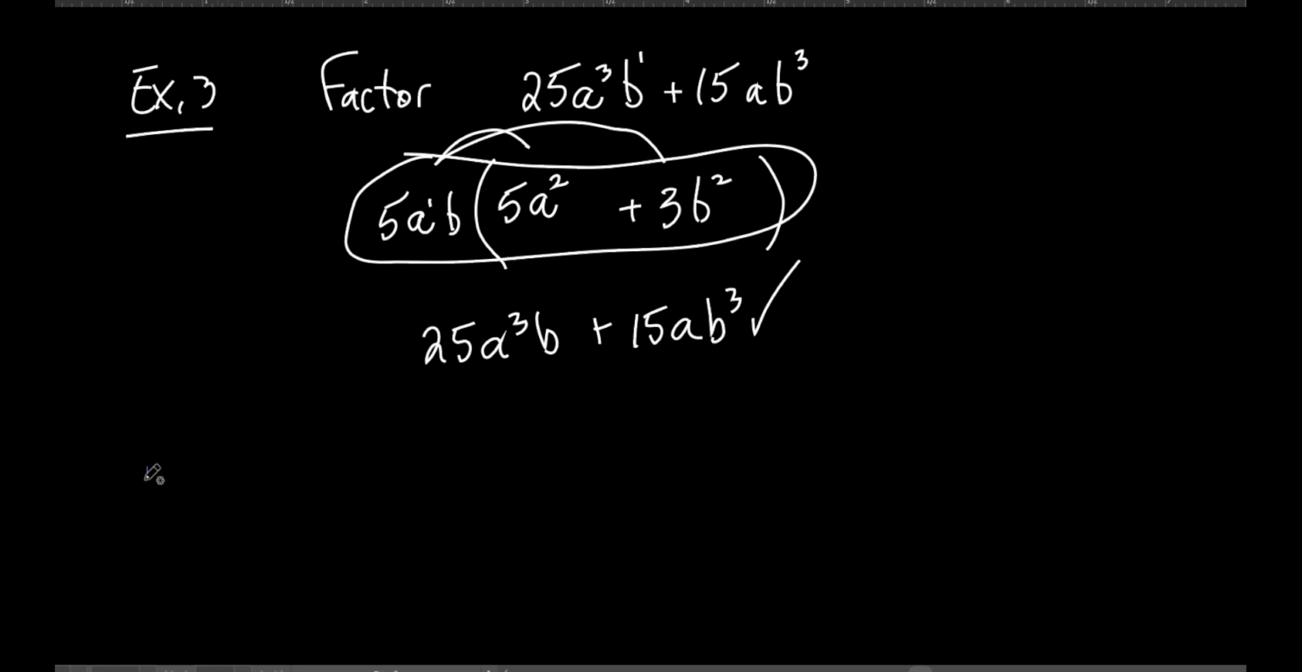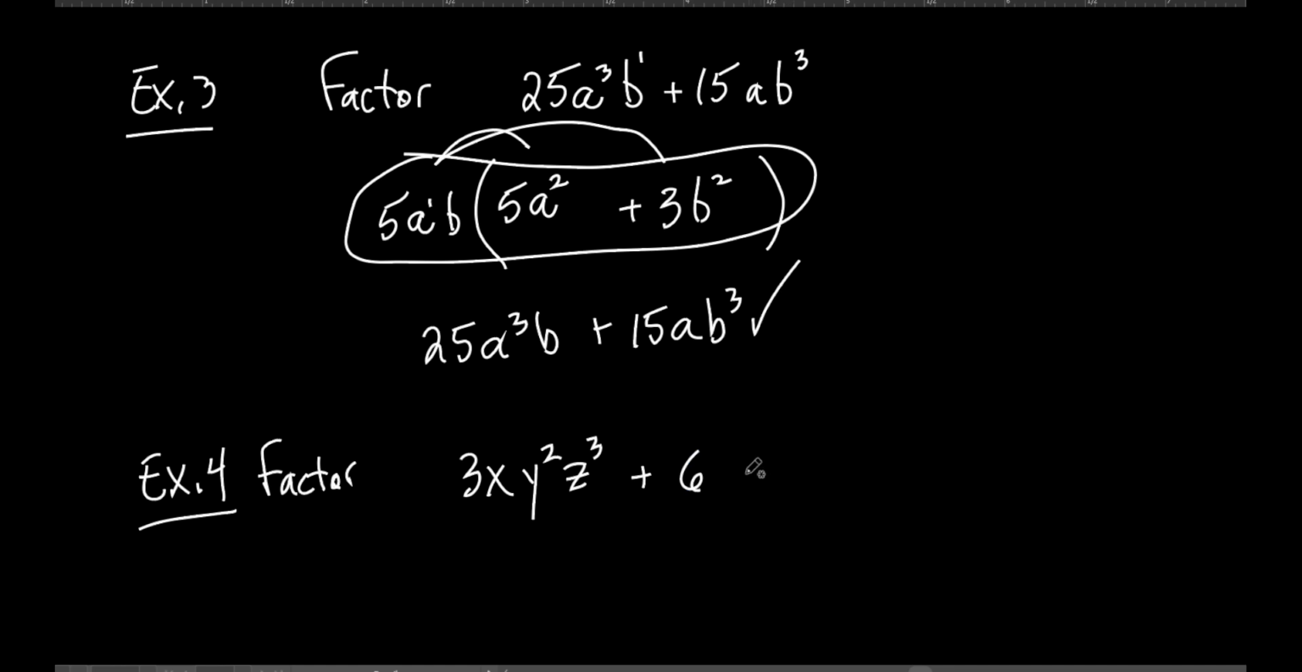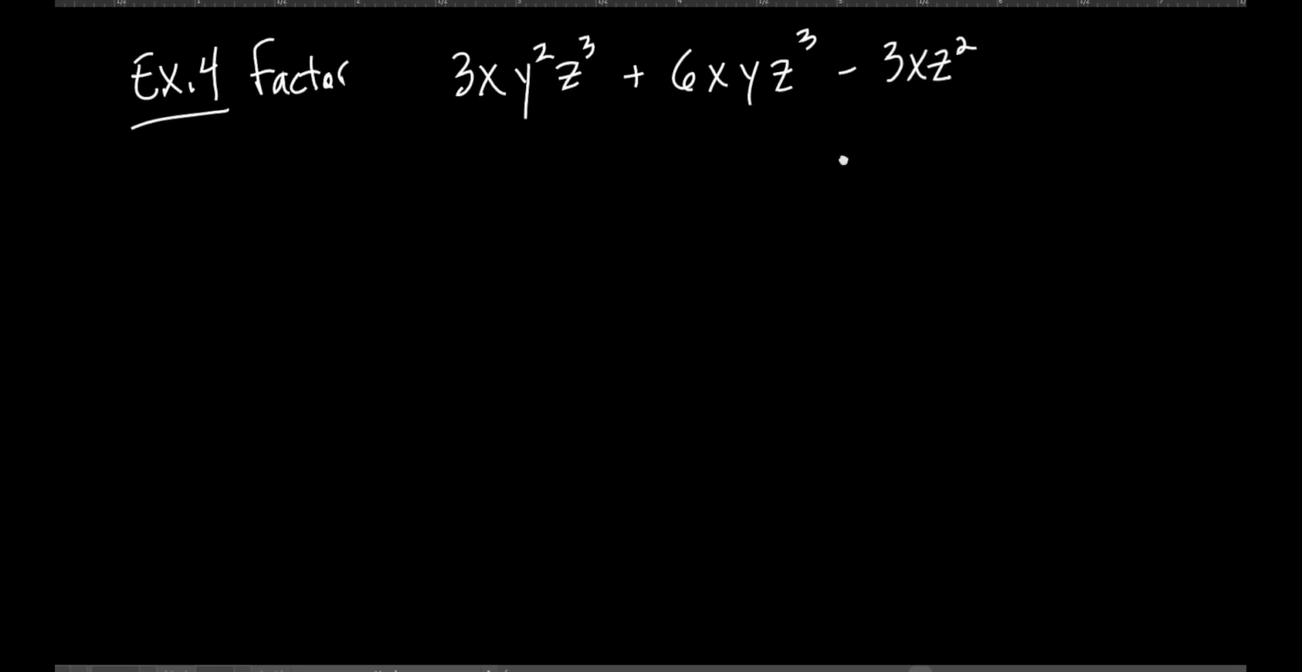I got 5 minutes. I got time. So example 4 says to factor again. Some books say factor completely. This book, I think, just says factor. So here it is. 3xy squared z cubed plus. Now you know this is going to be a little bit more involved than the first ones, right? Z cubed minus 3x z squared. Let me make sure I wrote it down right. Yep, that looks good.